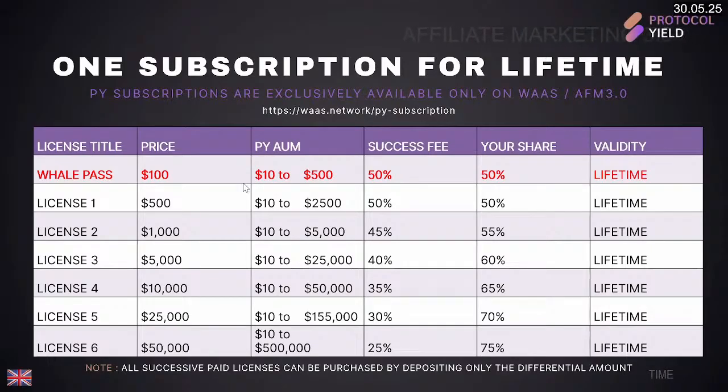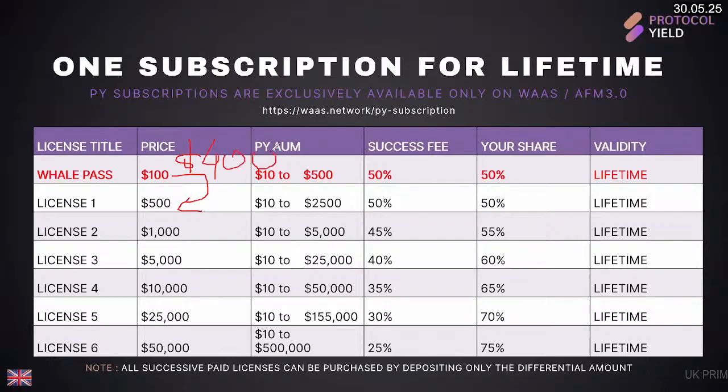So now anybody who would like to start, the minimum license value is 500. That is the minimum to start with on Pi. With that, you get an AUM of 2,500, and 50% is the success fee. Validity is lifetime. For all the Whale Pass subscribers, if you want to upgrade, you can upgrade with only $400, right? This is upgrade with only $400.